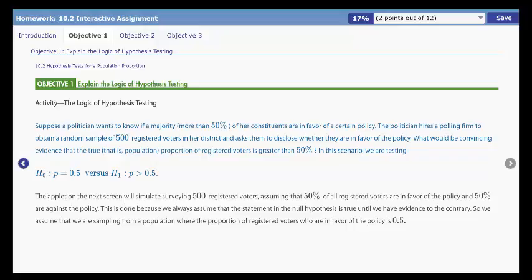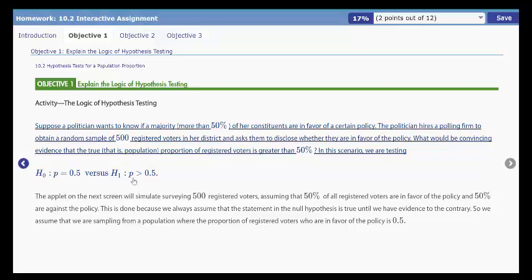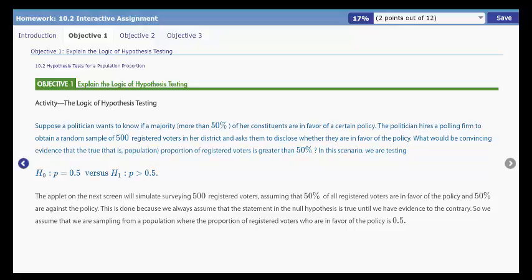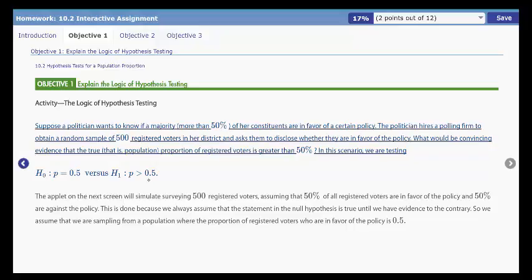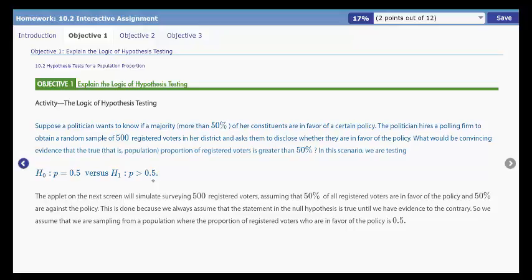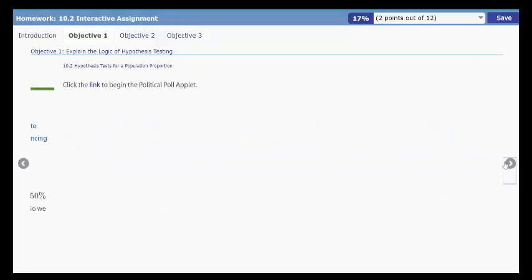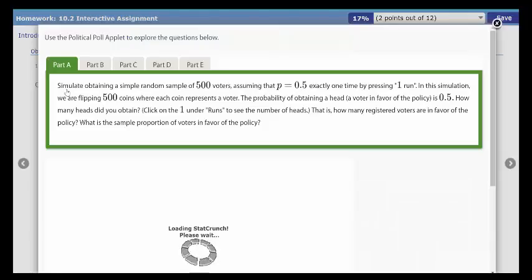So let me show you how the applet works. What the politician wants to know, as you can see in H1, is whether the percent of people who will be in favor of the policy is more than 50%, where majority means more than 50%. So that's the claim right there: p is greater than 0.5. Let me go to the applet now. We're going to click on it.